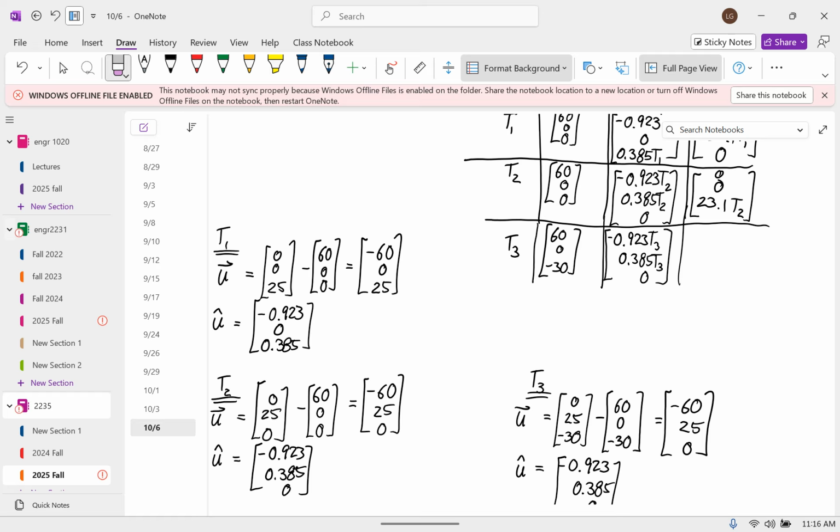And we get 11.55, 27.69, 23.1. All of these are multiplied by T3.